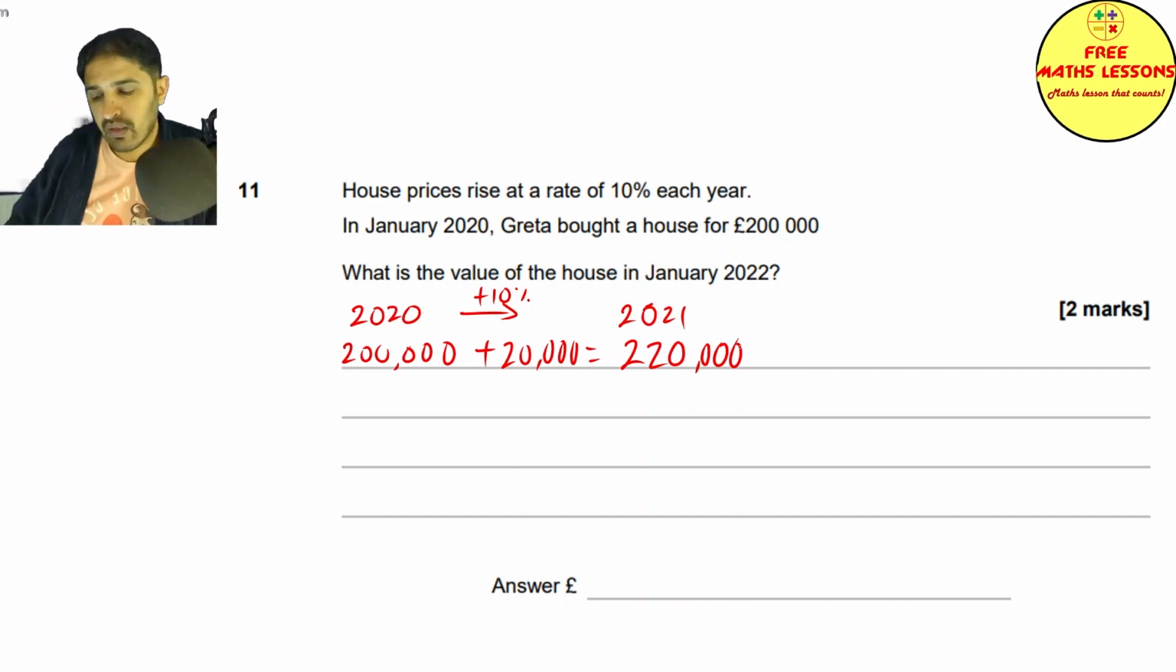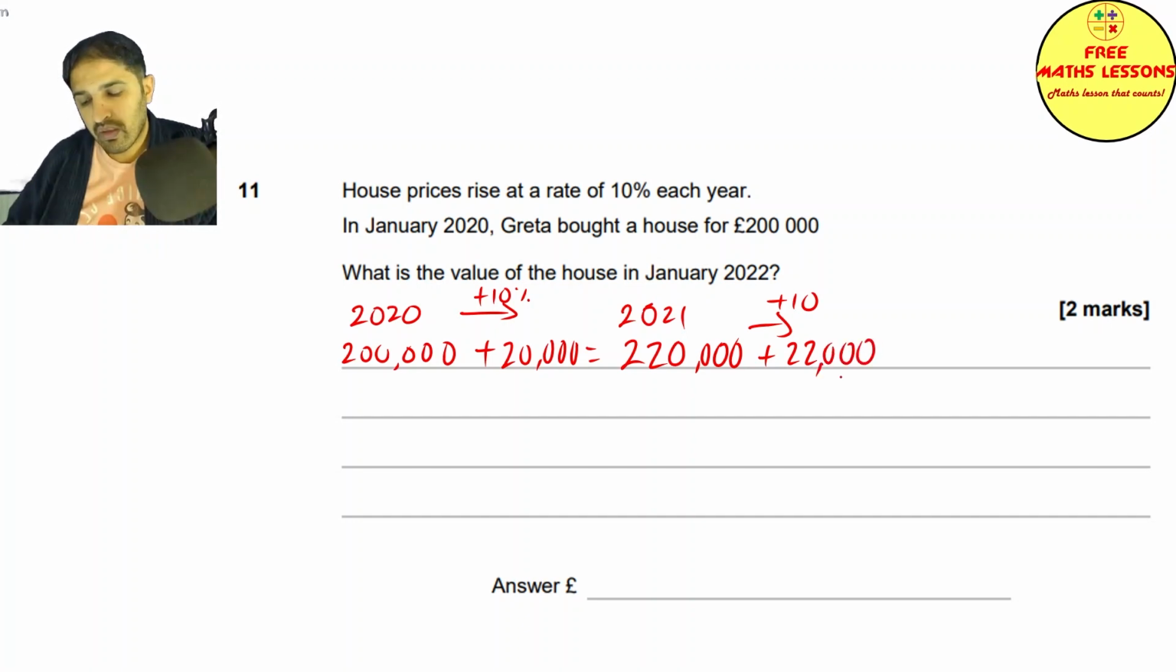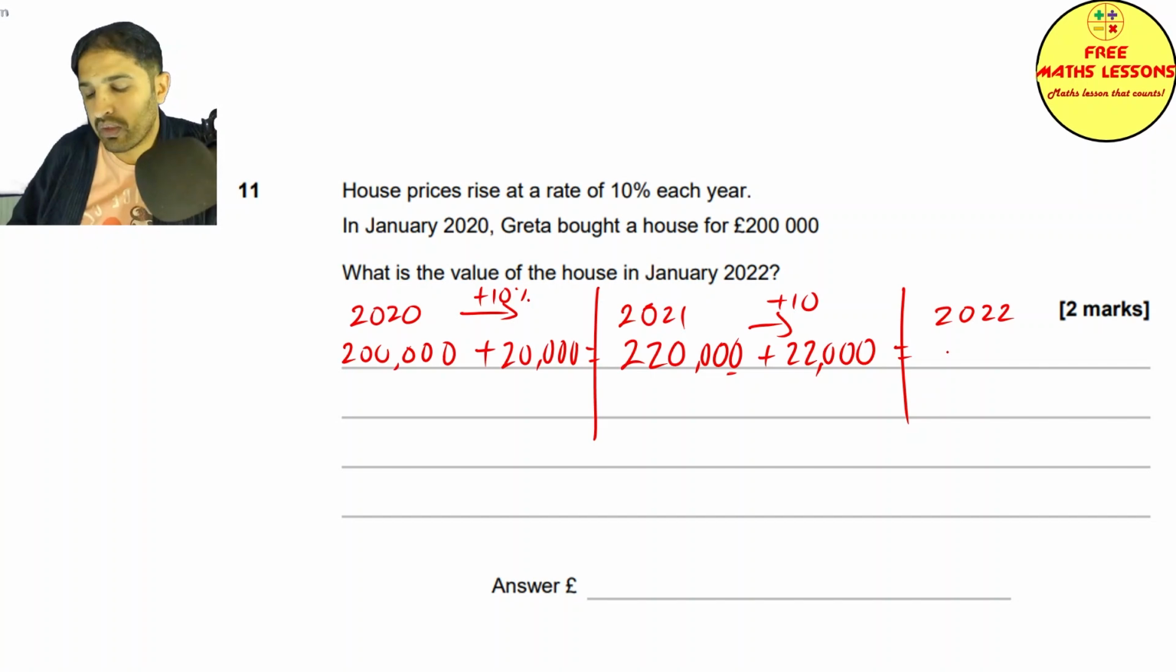£220,000. Okay. Now again, we're going to add 10%. So 10% of 220,000 is going to be 22,000. So we add 22,000, because you're just losing a 0 there. Divide by 10, so you lose a 0, you get 22,000. So the value of the house in 2022 is going to be, 220,000 plus the 22,000 gives you 242,000 pounds. That's it.